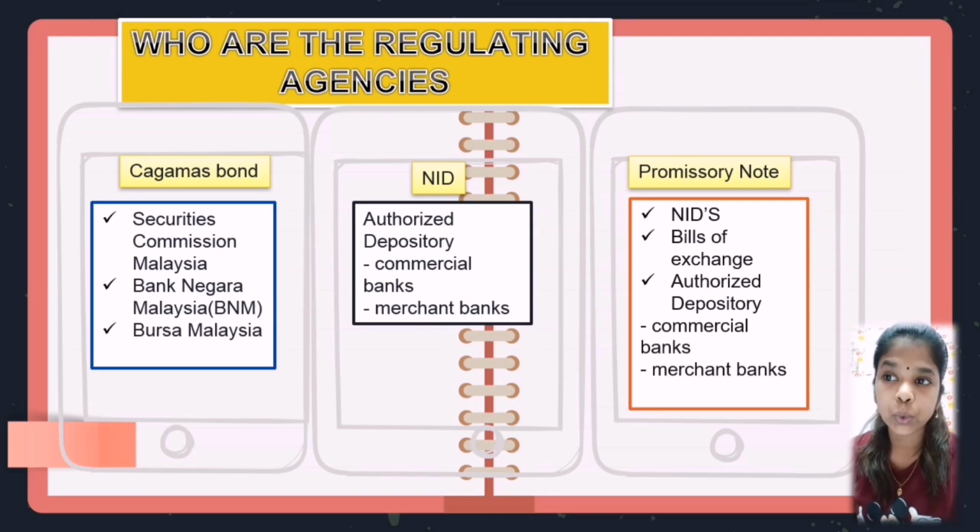Next slide: who are the regulating agencies? For the Cagamas bond: the Securities Commission of Malaysia, BNM, and also Bursa Malaysia. For the negotiable instrument of deposit: authorized depositories like commercial banks and also merchant banks. And finally, for the promissory notes, NID, and bill of exchange: authorized depositories like commercial banks and merchant banks.